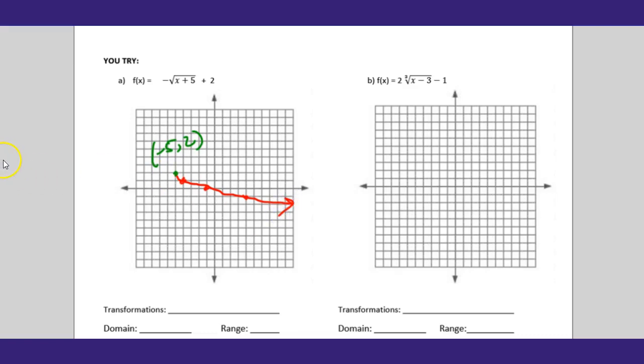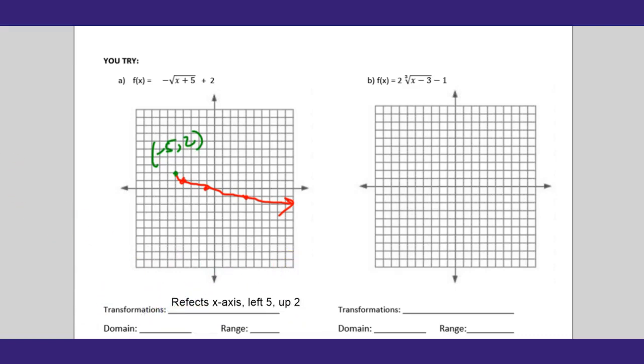So now, the transformations that we have present. Let me make this a little smaller. The negative tells us it reflects over the x-axis. The +5 underneath the radical tells us left 5. And the 2 tells us up 2. Okay, so there are our transformations right there.